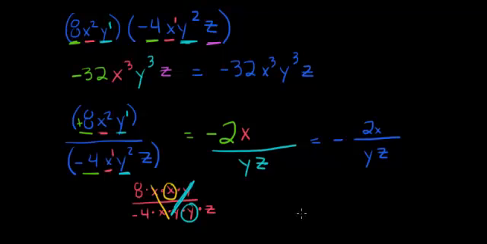So that's a little bit on multiplying and dividing integers and multiplying and dividing terms. Again, when it comes to multiplying and dividing integers, you're just going to look at the signs. If the signs are the same, whether it's positive or negative, you have a positive answer. If the signs are different, you have a negative answer.